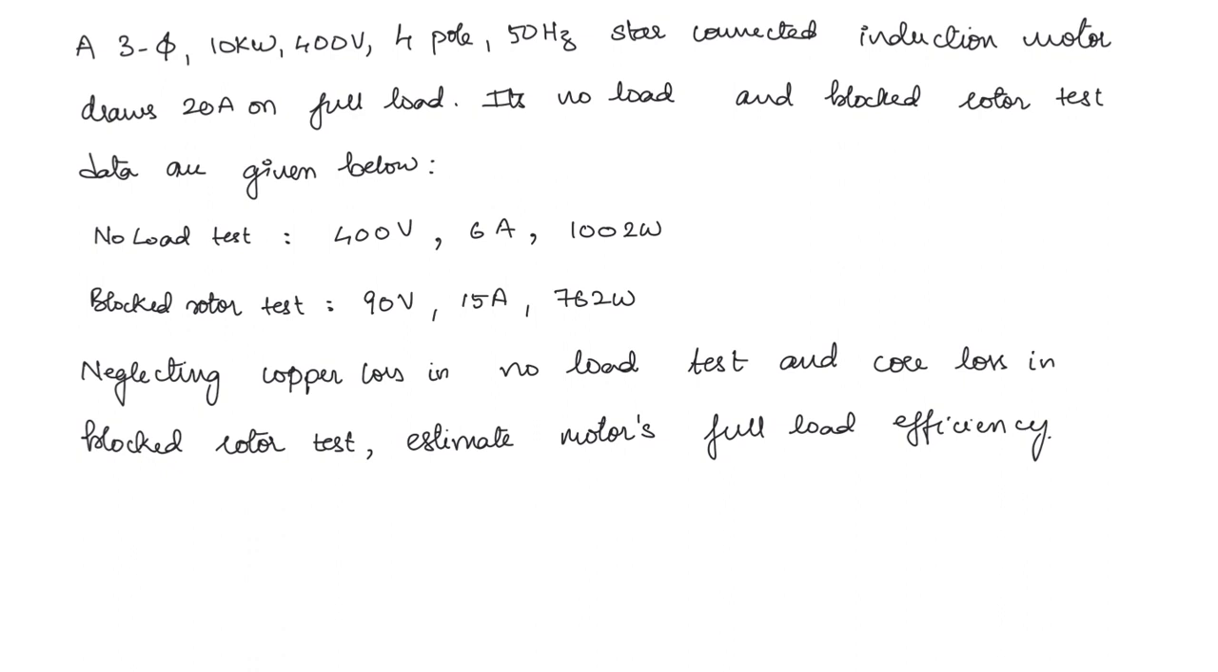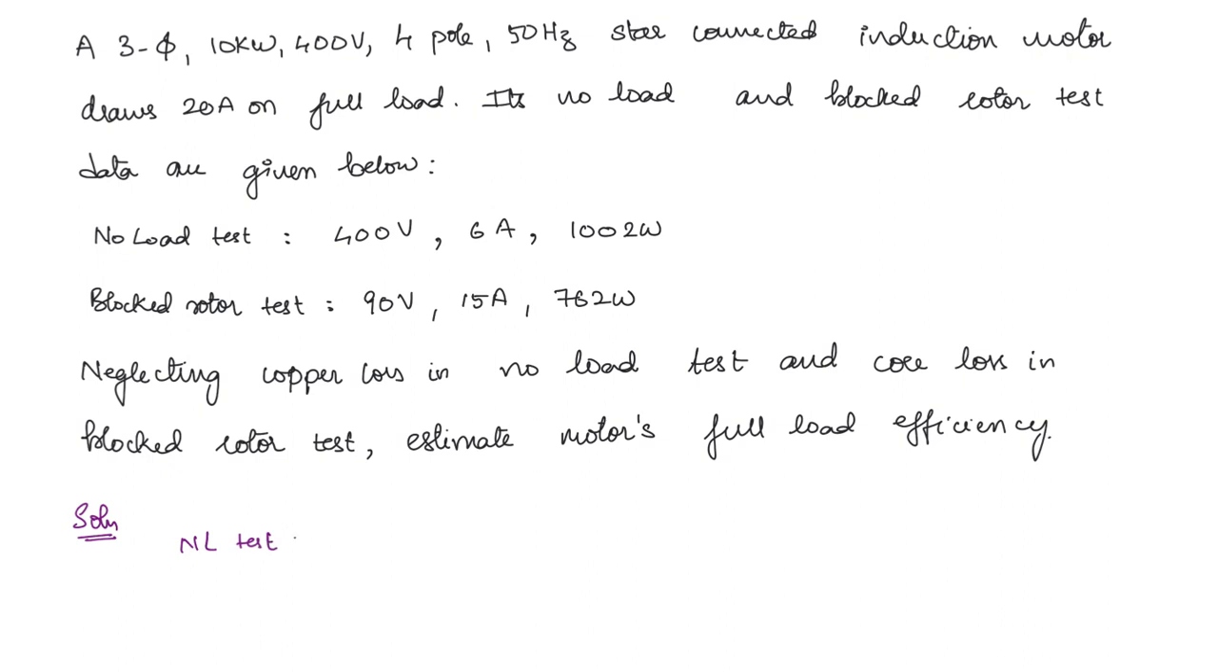So that means you can try it out for yourself first. The question that is asked is about the efficiency. That means we need the power information. So what are the various power and losses information that you can get from these two tests? Okay. One important point given is to neglect copper losses in the no load test. So that means in the no load test, whatever power is given is simply equal to the core losses. So why is that?